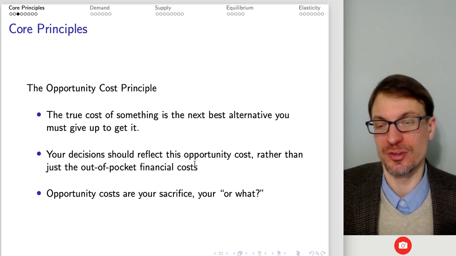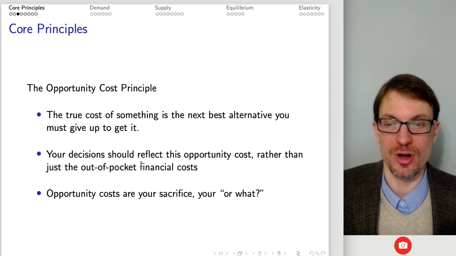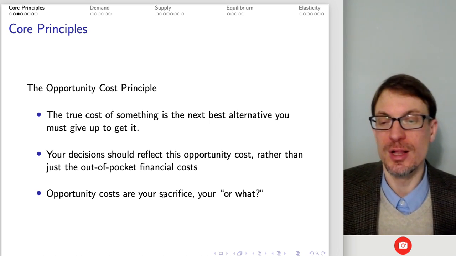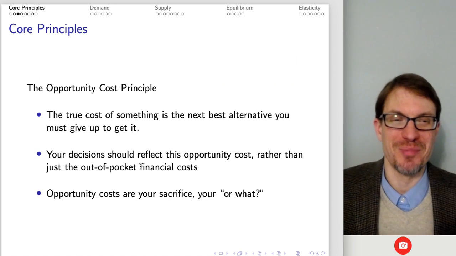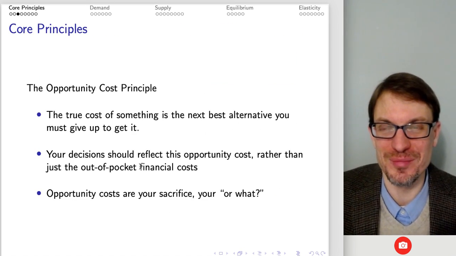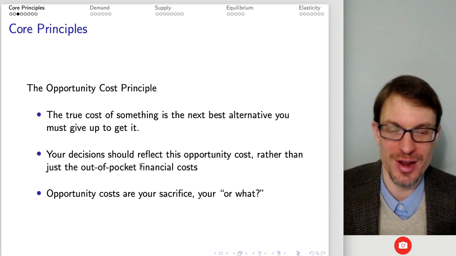And then we want our decisions to optimally reflect this opportunity cost rather than just the explicit cash outlays. So obviously we'll pay attention to financial costs, but we also want to pay attention to the sacrifice that's involved with doing one thing instead of another. This is really important, especially if you're considering buying one thing instead of another, right?